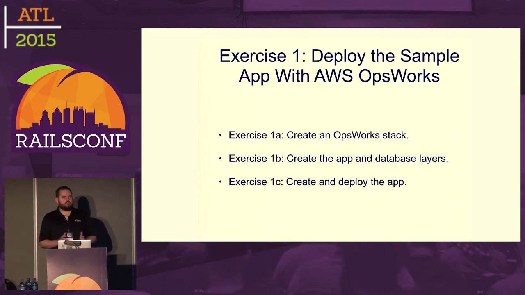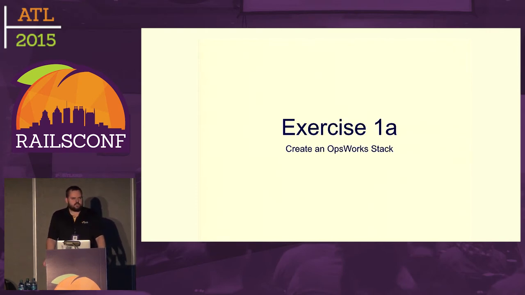So now we're going to get into the first exercise. We're going to take our sample application and deploy it to AWS with OpsWorks. To start, we're going to create a stack. We're going to create the application and database layers. And then we're going to create and deploy an application. The first exercise, and the instruction sheet does have a link so you can jump around the different exercises, is to create an OpsWorks stack. I'll leave you a few minutes to do that, and if you have any questions, feel free to let me know at any time.